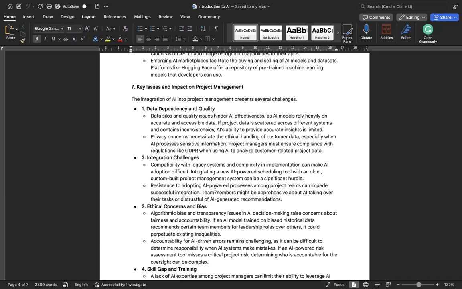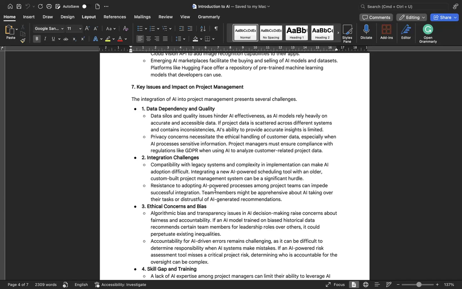Not only these, we might have some ethical concerns and bias as well. Algorithmic bias and transparency issues in artificial intelligence decision making raise concerns about fairness and accountability. If an AI model is trained on biased historical data, then it will recommend certain team members for leadership roles over others, and it could perpetuate existing inequalities as well.